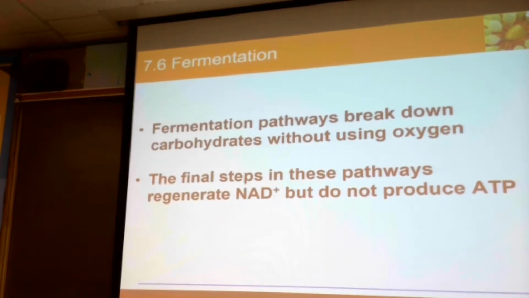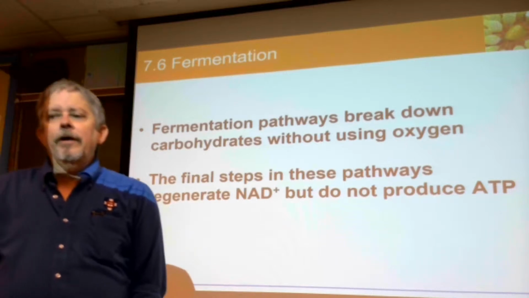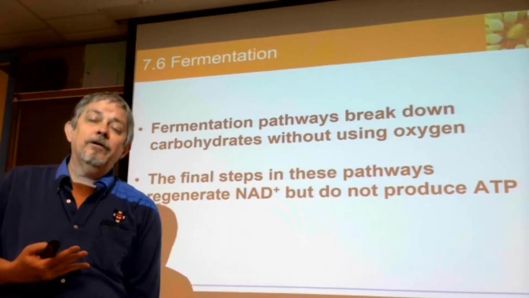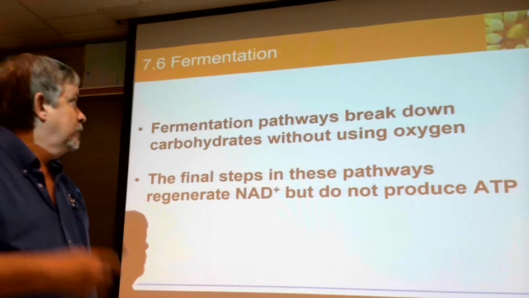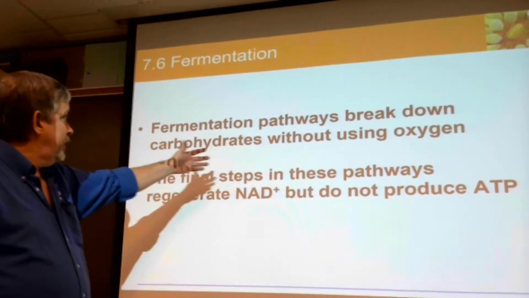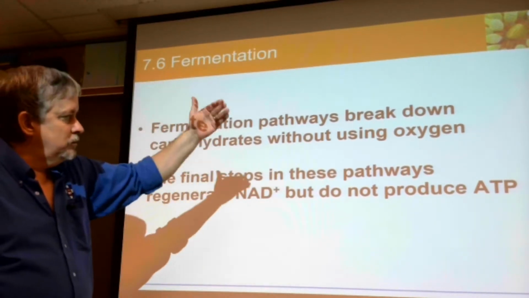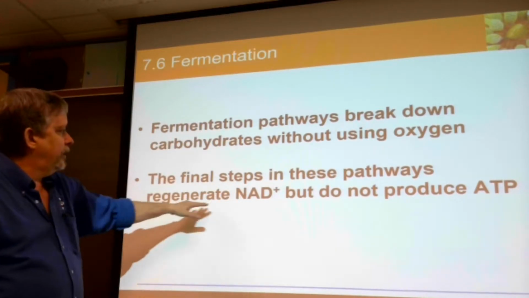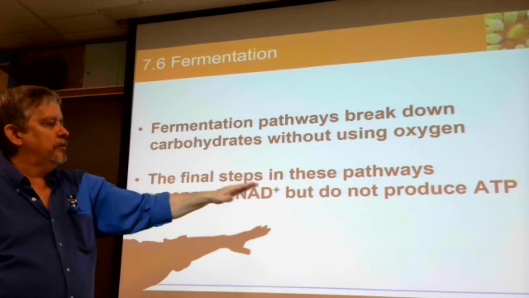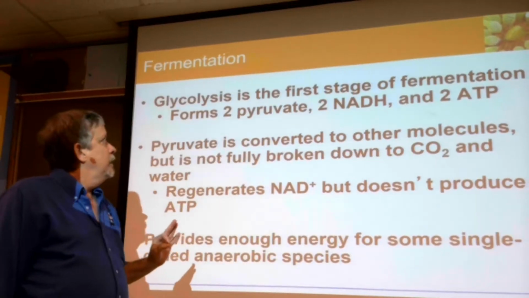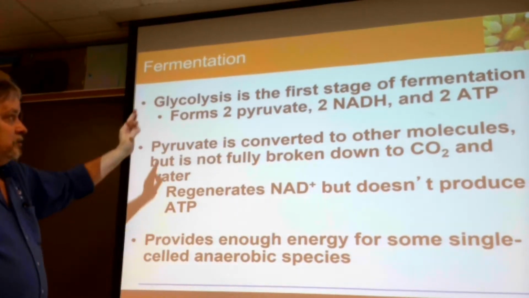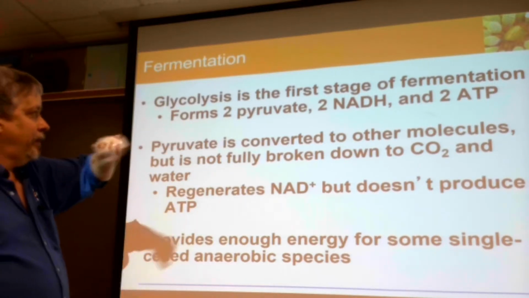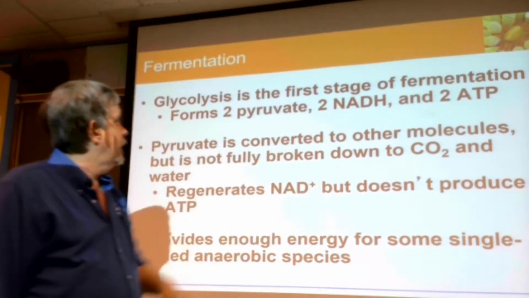Fermentation. What happens if there's no oxygen? Well, we go through anaerobic respiration, and another word for anaerobic respiration is fermentation. Fermentation pathways break down carbohydrates without using oxygen. The final steps in these pathways generate NAD+, but do not produce ATP. Glycolysis is the first stage of fermentation also. It does form the two pyruvates, and it makes two NADHs and a net gain of 2 ATP.